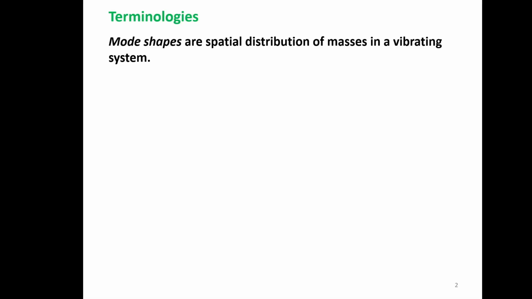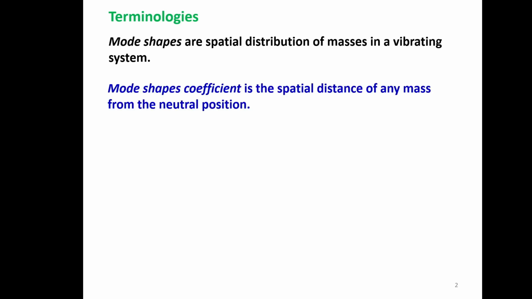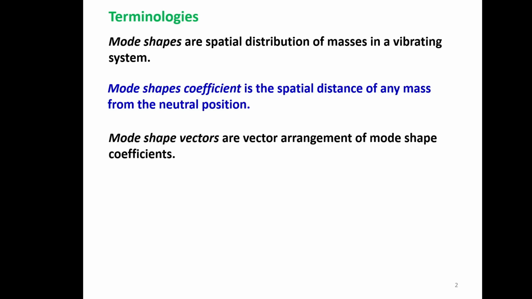Some terminologies related to modal analysis are like this. The mode shapes are the spatial distribution of masses in a vibrating system. Mode shape coefficients are the spatial distance of any mass from the neutral position. Mode shape vectors are vector arrangements of the mode shape coefficients.